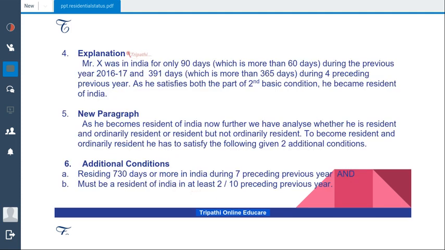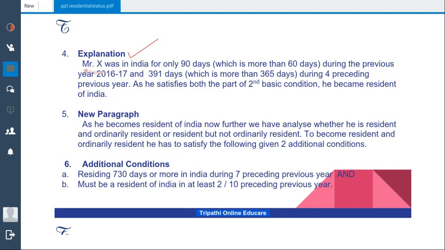Next step, explanation. So now we will have to explain the calculation which we have done just now. So we will say Mr. X was in India for only 90 days, which is more than 60 days during the previous year 2016-17, and 391 days, which is more than 365 days during 4 preceding previous year. As he satisfied both the parts of second basic condition, he became resident of India. So this is how you're supposed to explain your calculation.